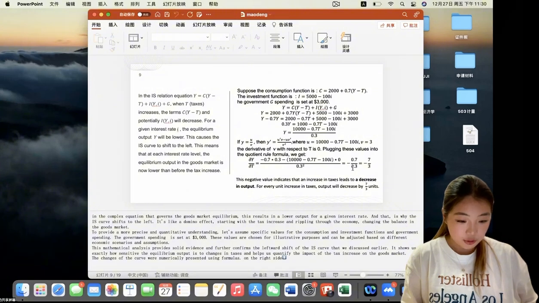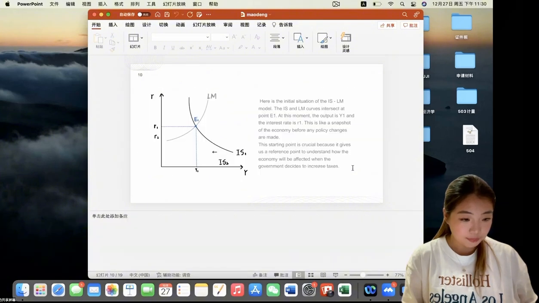scenarios and assumptions. This mathematical analysis provides solid evidence and further confirms the leftward shift of the IS curve that we discussed earlier. It shows us exactly how sensitive the equilibrium output is to changes in tax and helps us quantify the impact of the tax increase on the goods market.